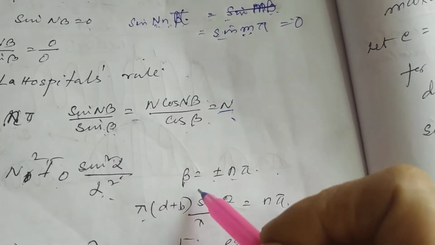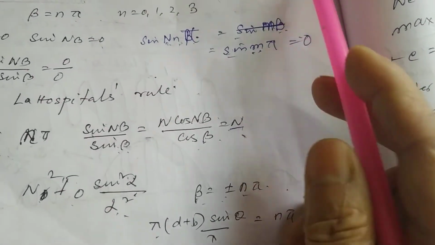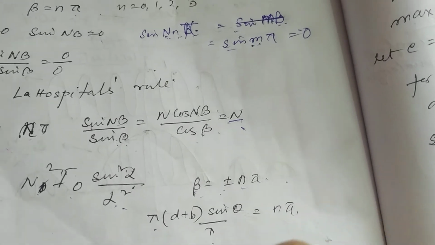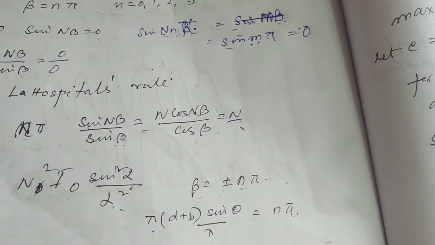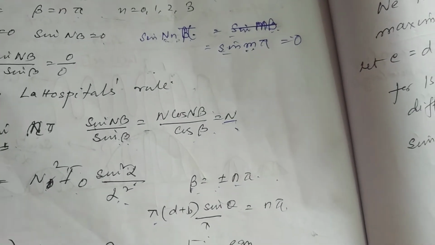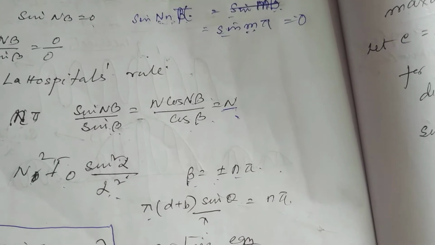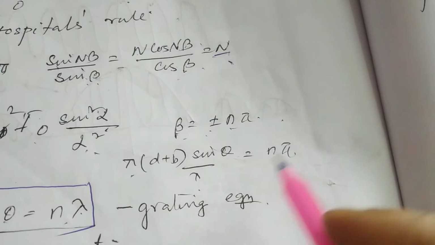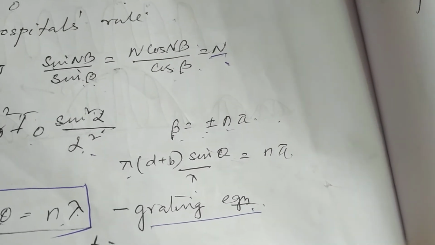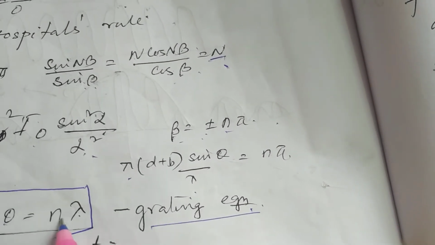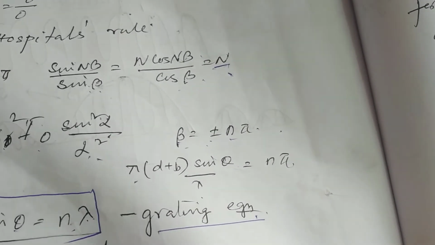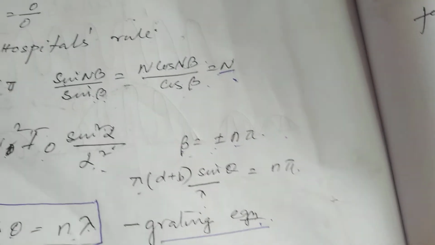Now what is beta? I have just now said (d plus b) sin theta by lambda. So from here I am getting (d plus b) sin theta is equal to n lambda. That is the equation for the principal maximas, and this is called the grating equation. (d plus b) sin theta is equal to n lambda. Now d plus b is called the grating element.